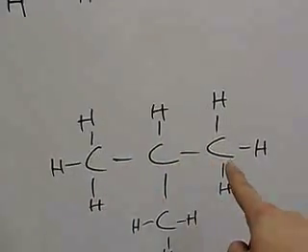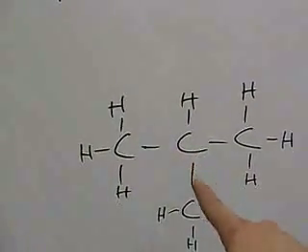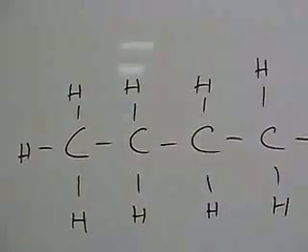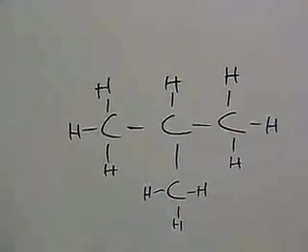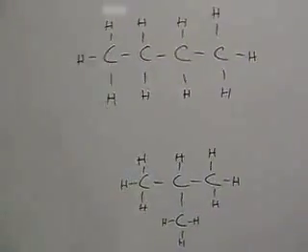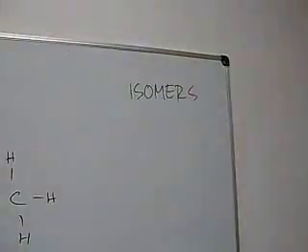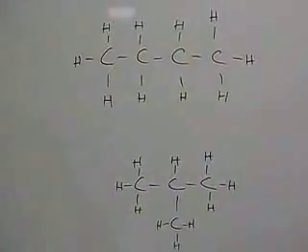So instead of continuing the chain with the 4th carbon right there, the 4th carbon is bonded to the 2nd carbon right here. Anyway, this right here is C4H10. This is also C4H10. So the molecular formula is exactly the same. What's different is the structure. So that's what isomers are. Isomers are molecules with the same molecular formula, but they have different structural formula.